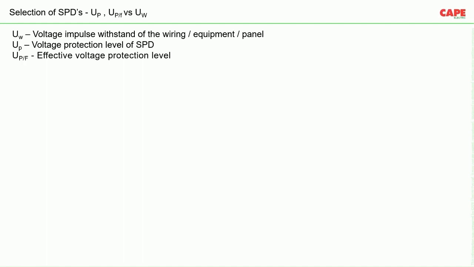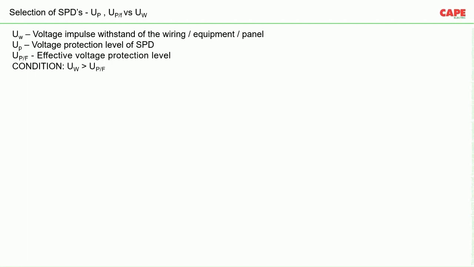The second is UP. UP is the voltage protection level of an SPD. That means it is the level at which the SPD starts operating. UP can also be considered as the voltage drop across the SPD. The third parameter is UPF, the effective voltage protection level. That means after considering the voltage drop across the wire, the SPD, and the other connecting wire, the resultant voltage protection level is called the effective voltage protection level.